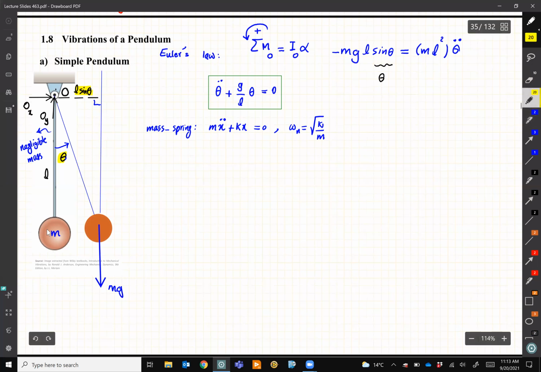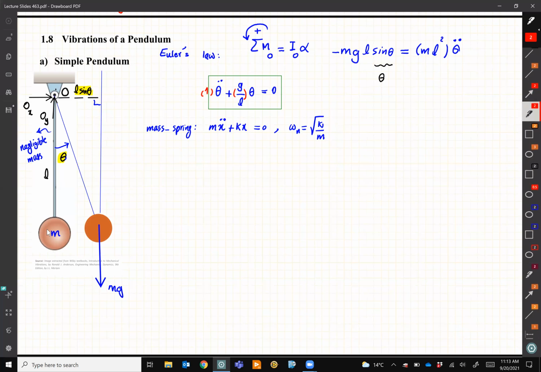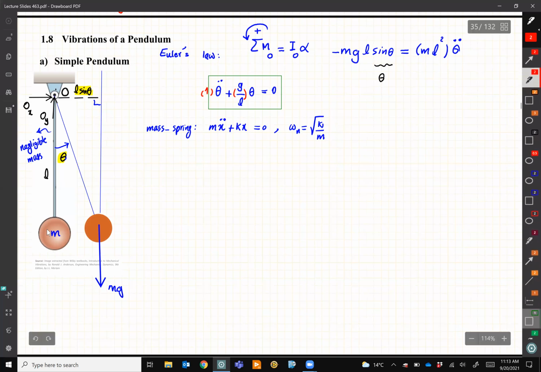And simply pretend that whatever coefficient I have over here, which is 1, and whatever coefficient I have over here, which is g over L, they represent the mass and stiffness of this system. Okay. Interesting.